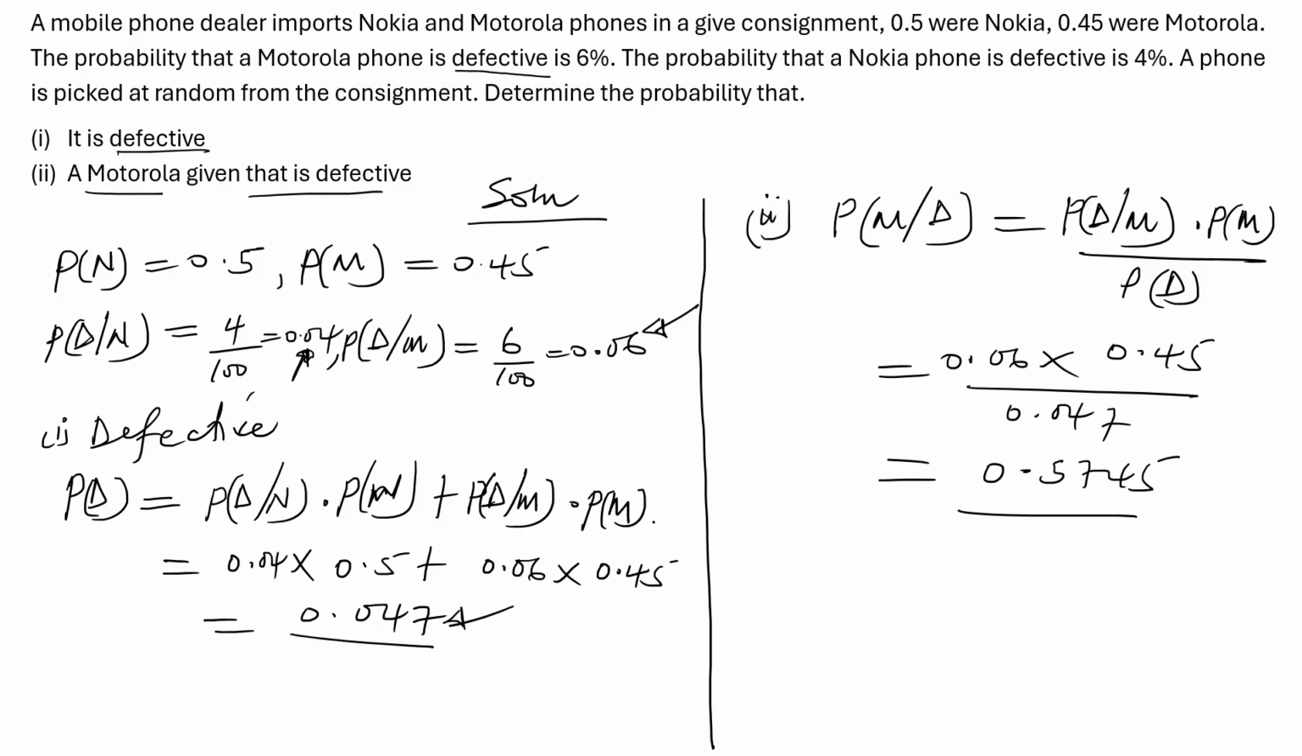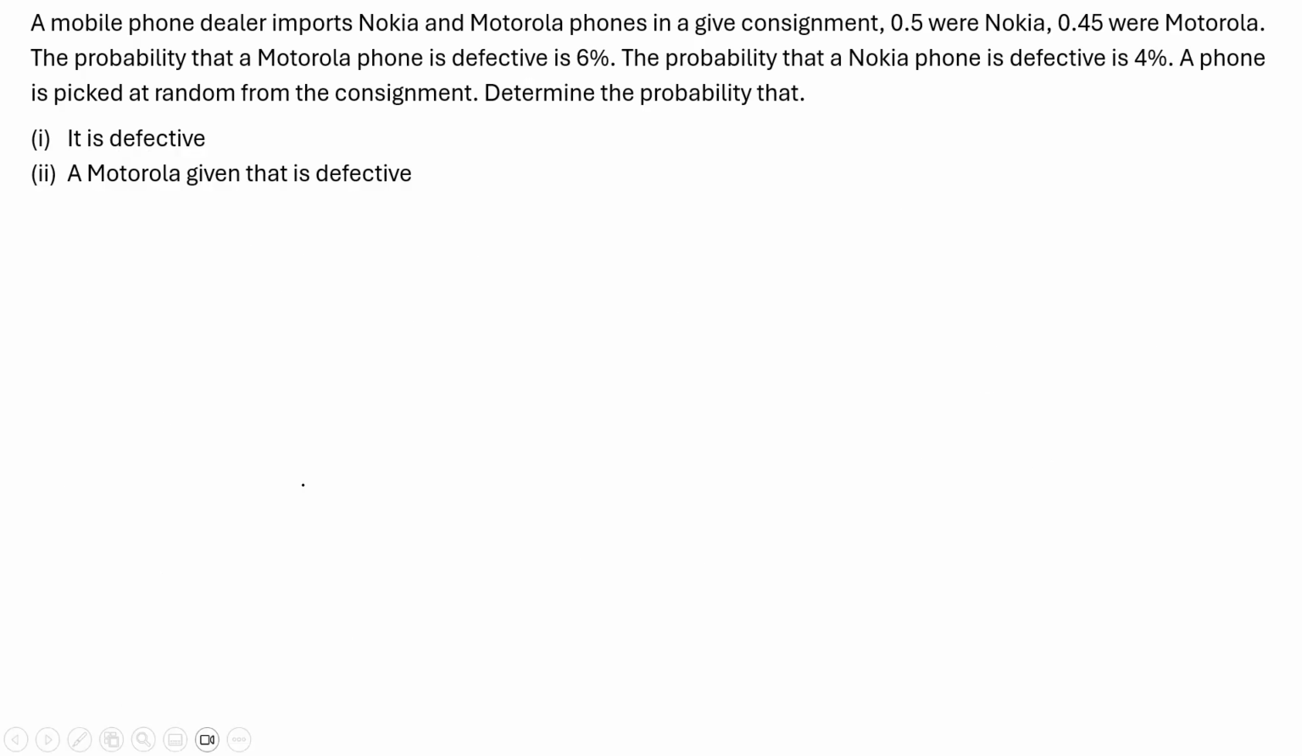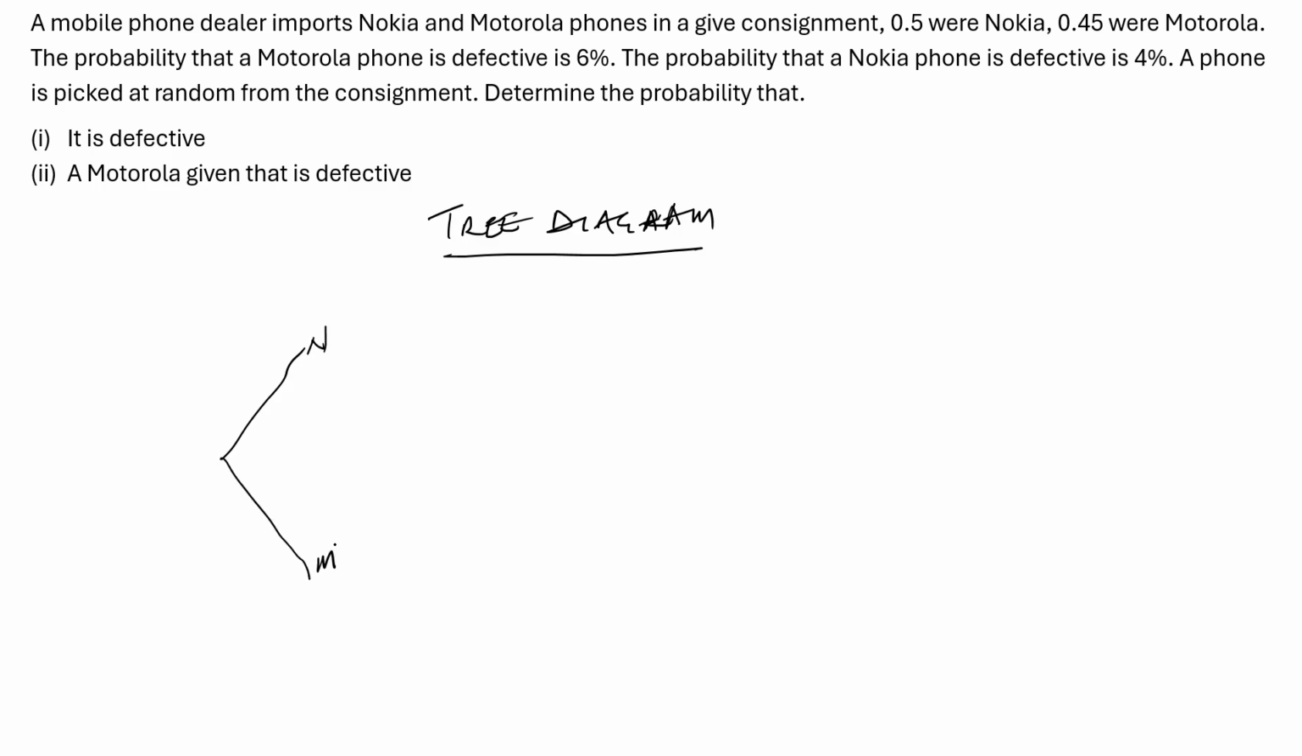Let's also use the tree diagram to see how we can do the same question using the tree diagram. So method 2, tree diagram. So there are two phones. We have Nokia and we have Motorola. So either Nokia is defective or Nokia is not defective. Motorola is defective or not defective. We are using D for defective and D prime for not defective.